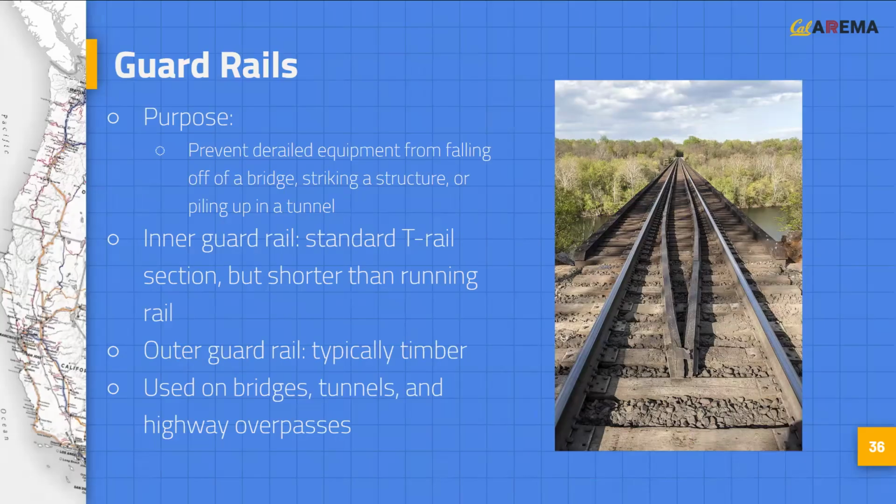Finally, guardrails are used on bridges or tunnels to prevent derailed equipment from falling off an overpass or the deck of a bridge, striking the sides of a structure, or piling up in a tunnel. Inner guardrails are typically made of a standard T-rail section, though they are typically shorter than the running rail section. Outer guardrails, on the other hand, are typically standard timber members. Once again, these may be implemented on bridges, tunnels, and highway overpasses, though their use is discretionary to the railroad.